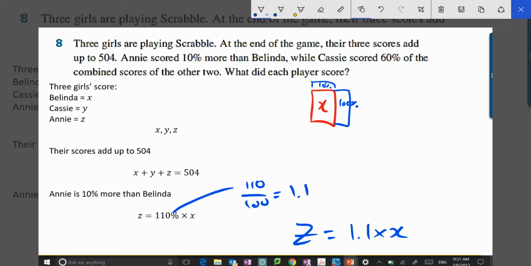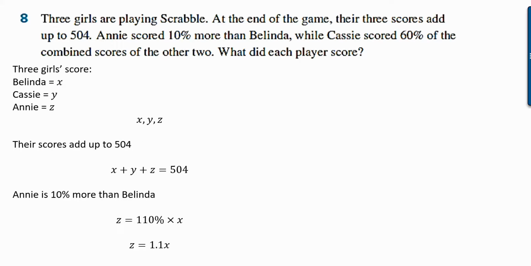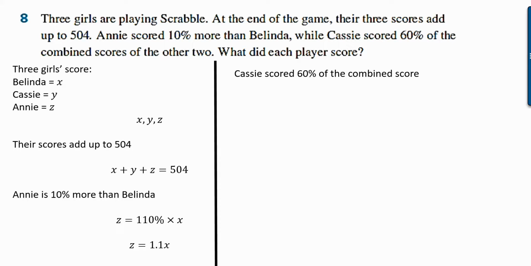Second one, you've got Cassie scored 60% of the combined scores of the other 2. So Cassie is the score combined of the other 2. So who's the other 2? You've got Belinda and Annie. So X plus Z, whatever the combined score is, hers is 60% of that. So times 60%, which is 0.6. And that should give you Cassie. So if I write all my conditions neatly now, Z is 1.1 X. If I follow on with Cassie, Cassie is combined score 60%.